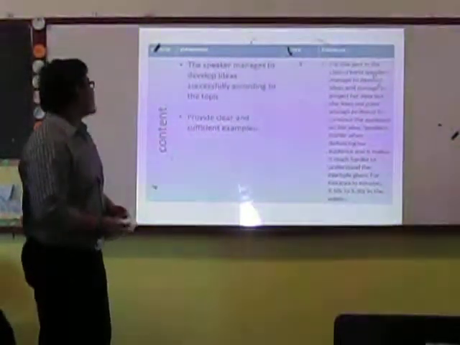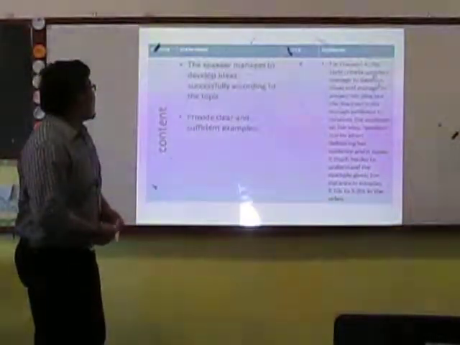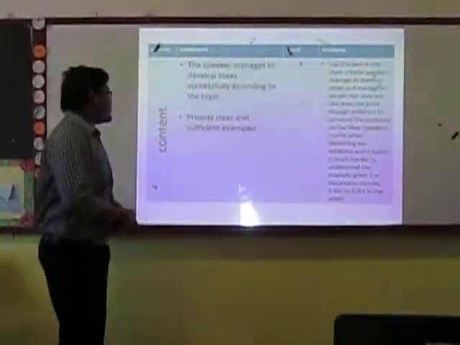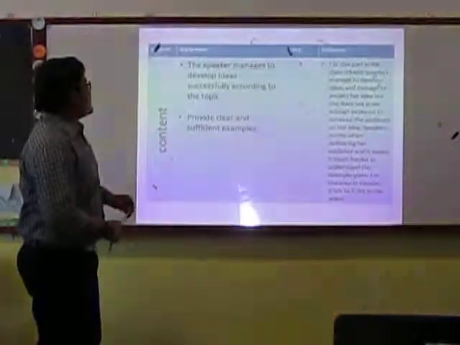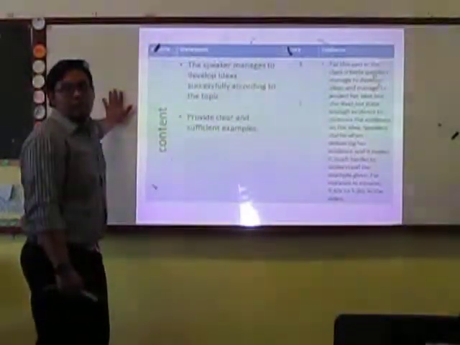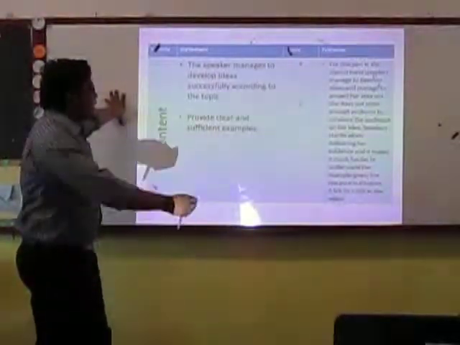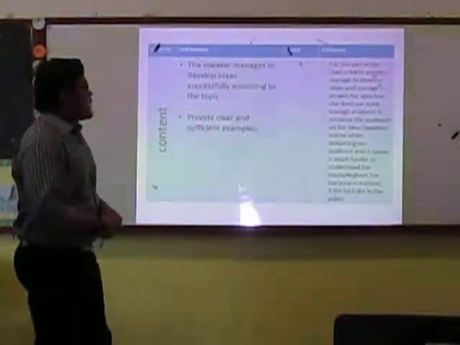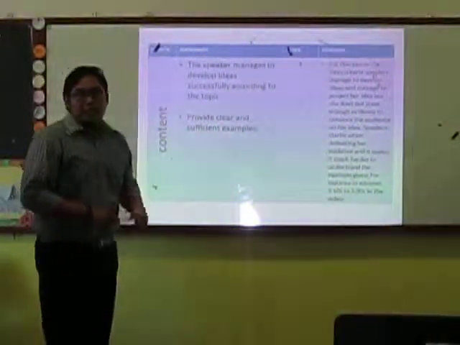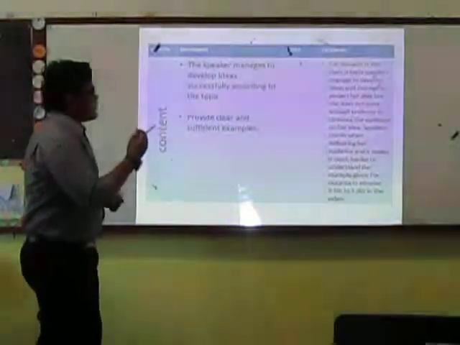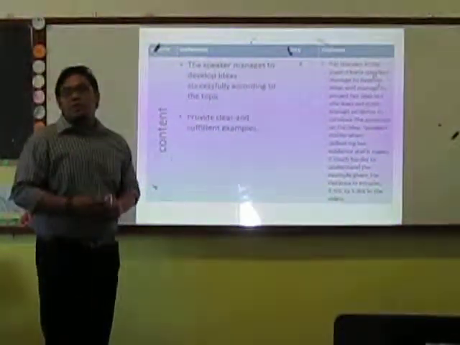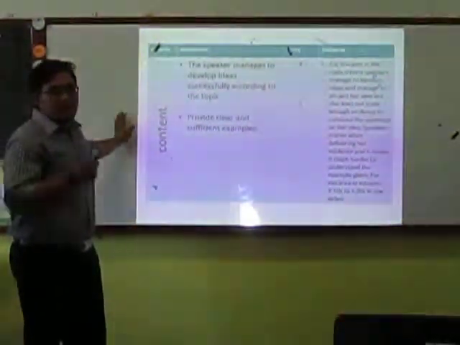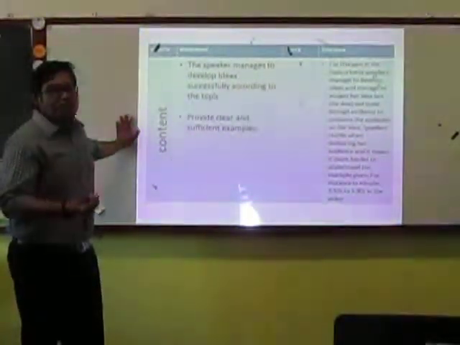For the first one, the content criteria. The statement is the speaker managed to develop ideas successfully according to the topic, and she scored 4 out of 5. The evidence from this part of the class criteria is that the speaker managed to develop ideas and project them, but she didn't state enough evidence to convince the audience of her ideas. That's why she scored 4, because she didn't manage to provide enough evidence.